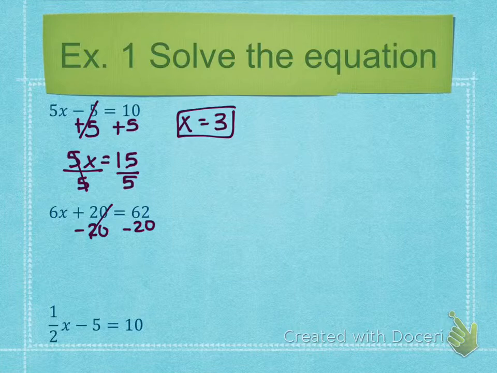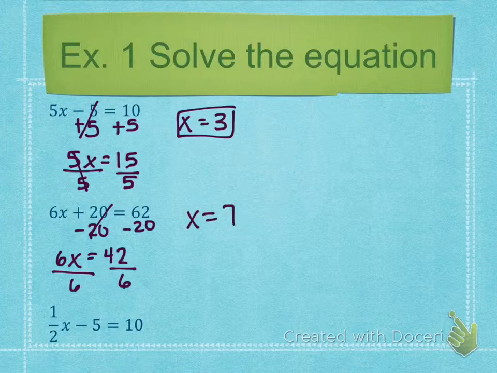Now, do I need to subtract 20 from 6x? No, I can't. They're not like terms, so you don't do that. 6x is equal to what? 42. Now what would I do? Well, that's it. Divide by 6. What does x equal? 7. Here's another great thing about these problems. Can you check them? Absolutely. 6 times 7 is 42, plus 20 is 62. Yep, I know I got the right answer.